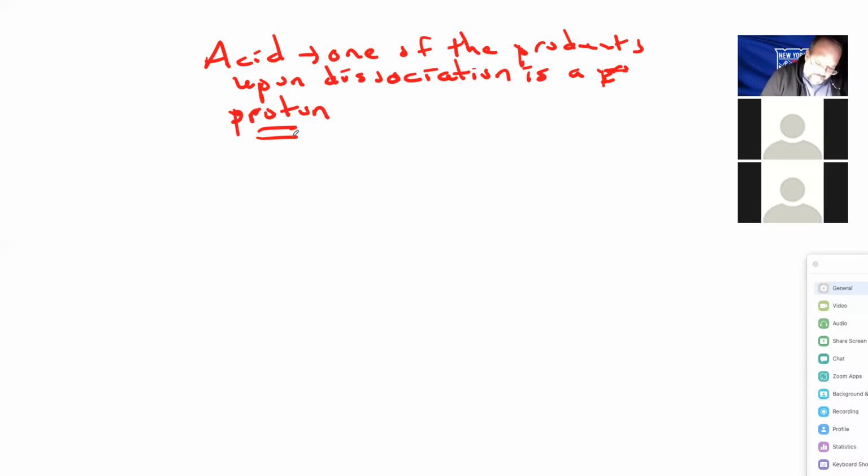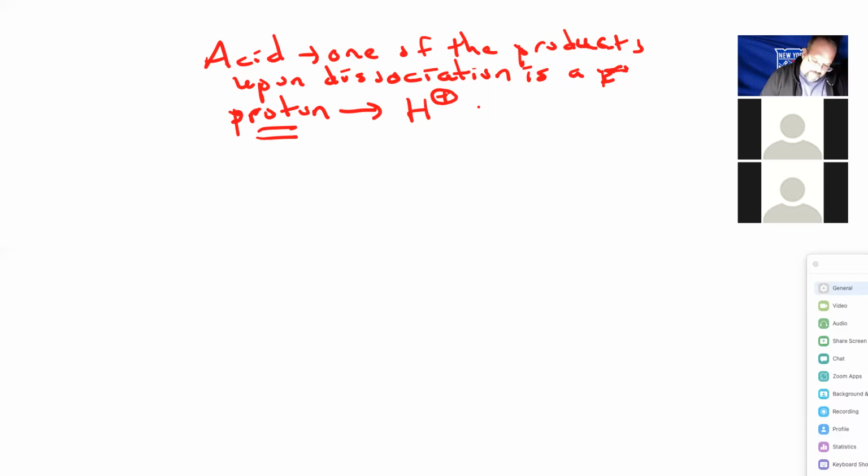And we'll talk about the idea of a chemical reaction and products in a few moments, because I want to spend a little bit of time talking about that as well. But in terms of the Arrhenius definition, when the substance dissociates upon dissolving in water, one of the products upon dissociation has to be a proton. And a proton has a chemical symbol of H+.